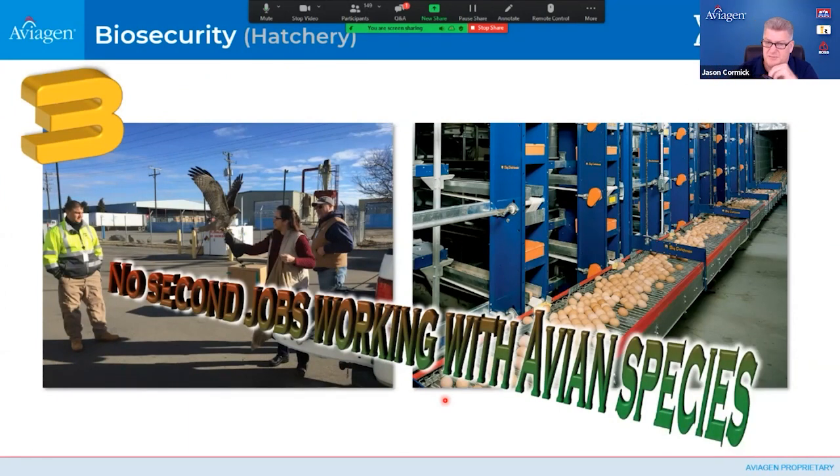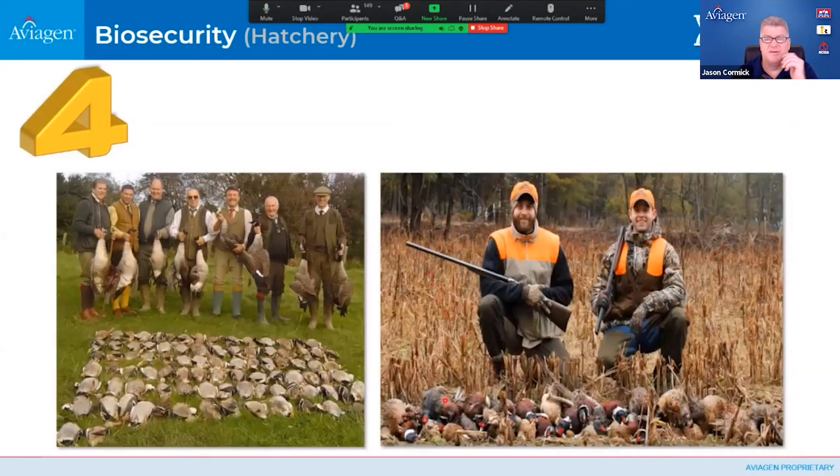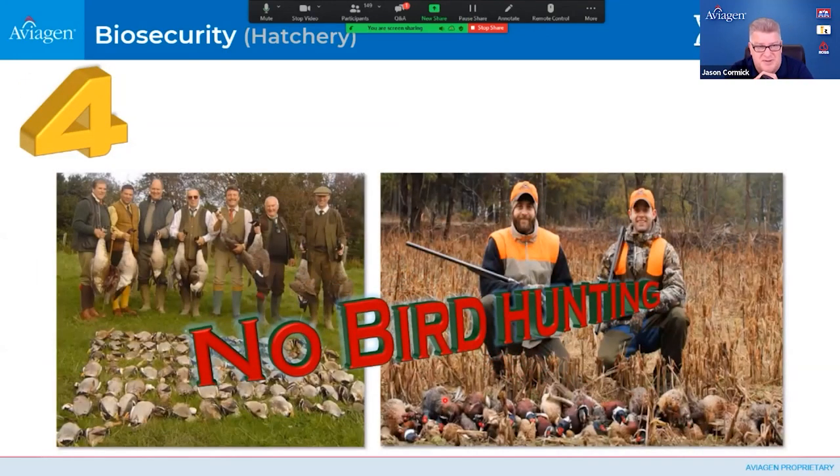The fourth one, which is really quite unpopular: no wild bird hunting at all. We should not be wild bird hunting because for sure these birds will have salmonellas, mycoplasmas, possibly avian influenza. If you're out there at the weekend hunting birds like this, you then get back in your truck, drive to the hatchery the next day, get out, and it's on the soles of your feet. You've walked it straight into the hatchery. So we really should not allow this to go on with our staff.